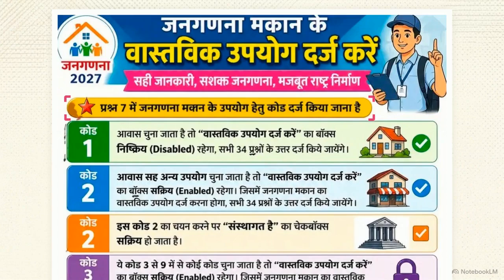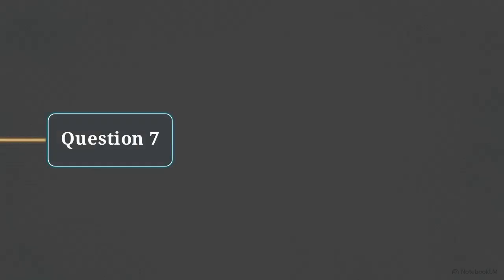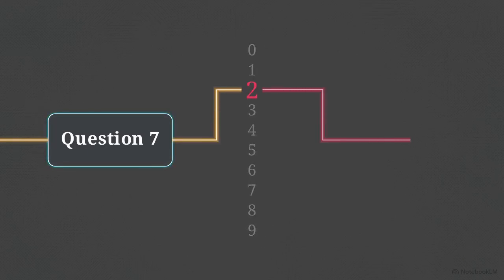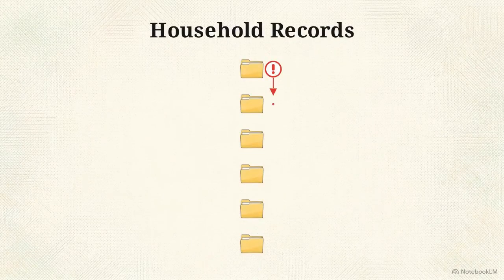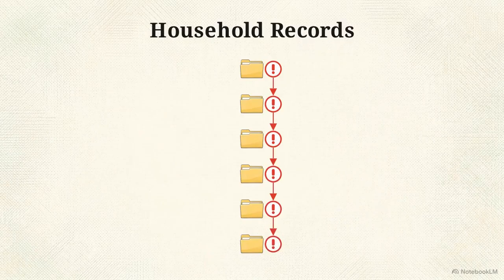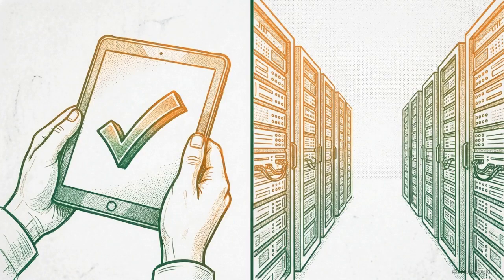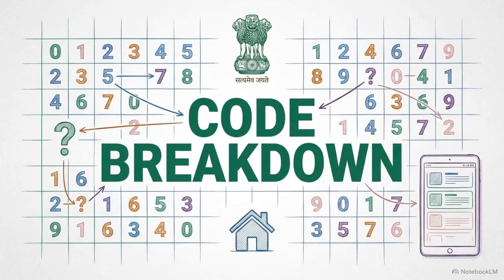This infographic breaks down exactly how to handle it. Question 7 operates as a logic gate. The code you select here, from 0 to 9, tells the Census app exactly how to handle the rest of that specific household survey. Getting this code right the first time prevents a cascade of data errors downstream. It saves you time in the field and keeps the national database completely accurate. Let's walk through how each code works.